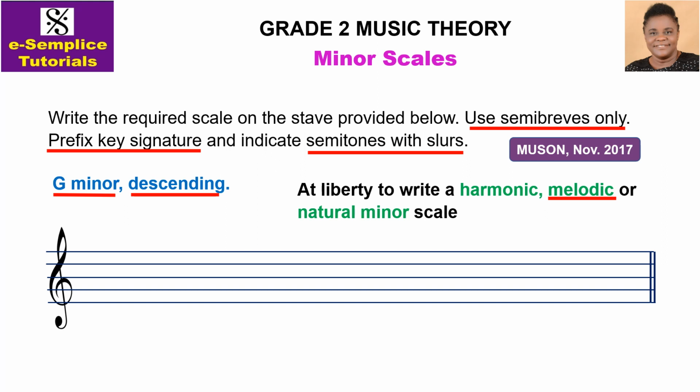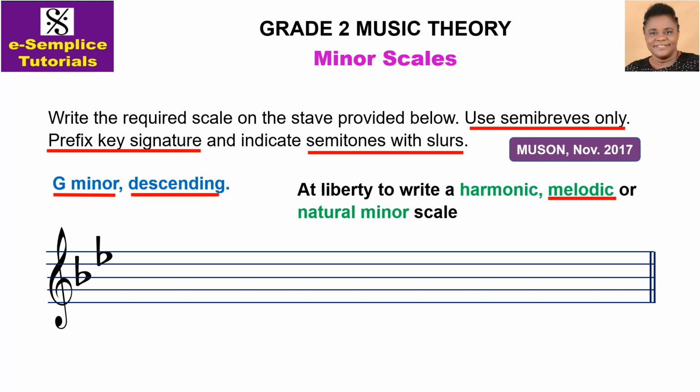We are to prefix key signature. So we prefix the key signature of G minor, which is B flat and E flat. You cannot be proficient in writing scales if you are not very familiar with the key signatures in grade 2. So I already know that G minor is the relative minor of B flat major, and both of them share the same key signature. That's why it's B flat and E flat.